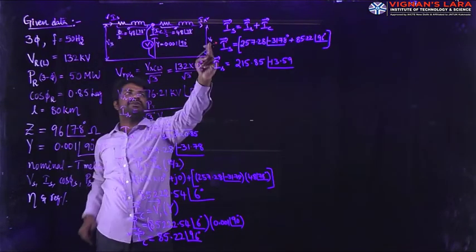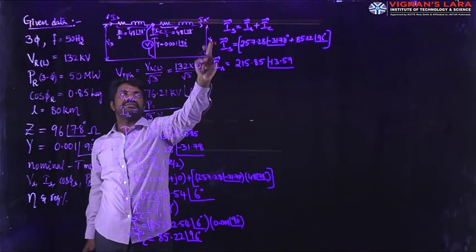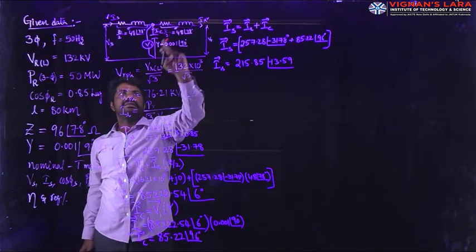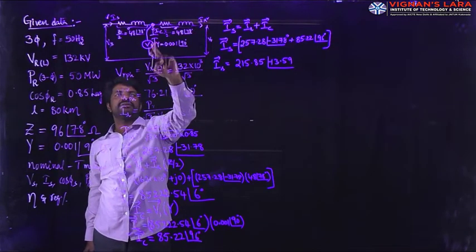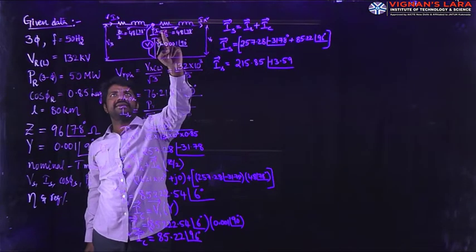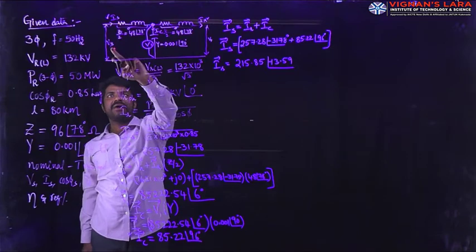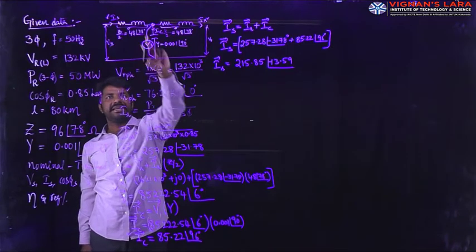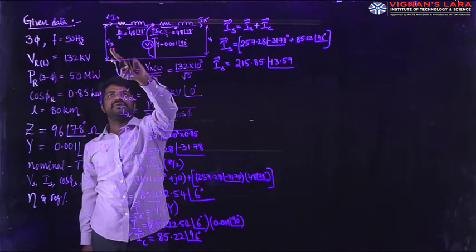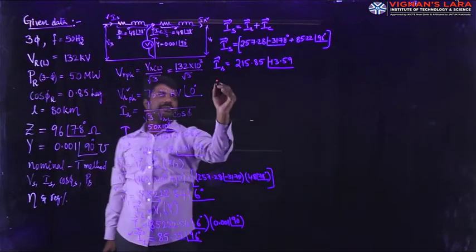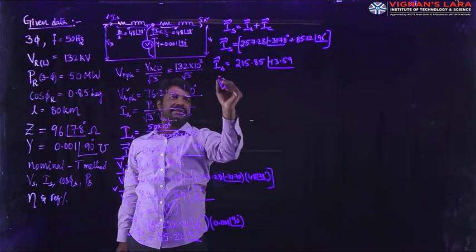First step, conversion of line value to phase. Second step, IR. Third step, V1 calculation. Fourth step, IC calculation. Fifth step, IS calculation. Finally, I have to apply KVL on the sending end loop to get the voltage Vs. Let me go for the Vs calculation.